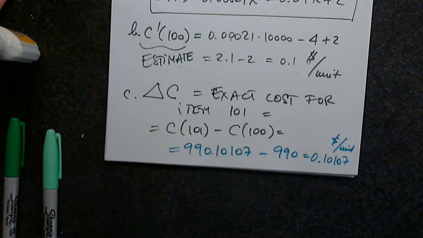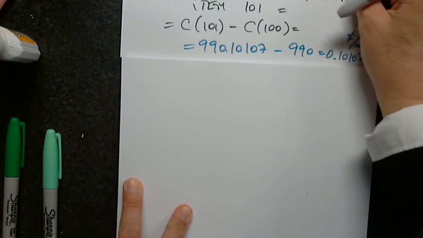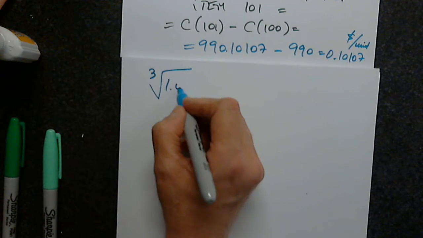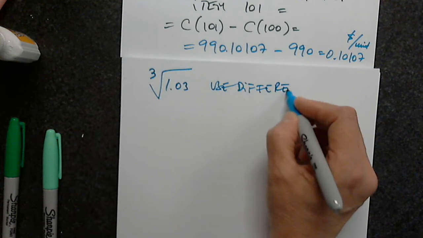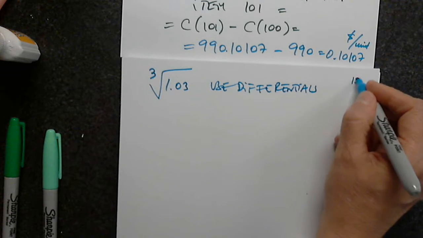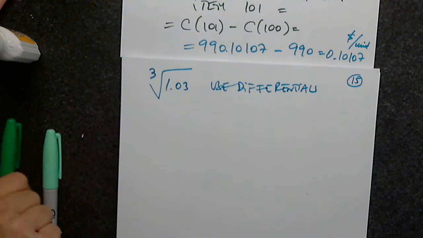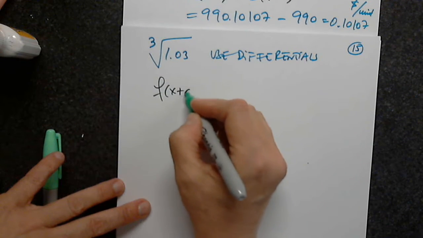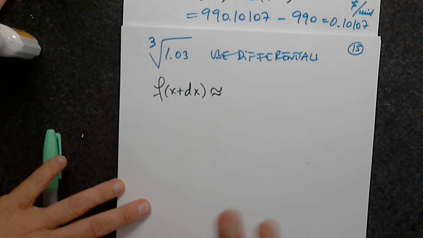Okay, let's approximate. In problem 103, we're asked to find an approximation using differentials of the cube root of 1.03. So use differentials. For this problem, we have to remember that f of x plus a little bit is approximately what? This is a crucial definition.